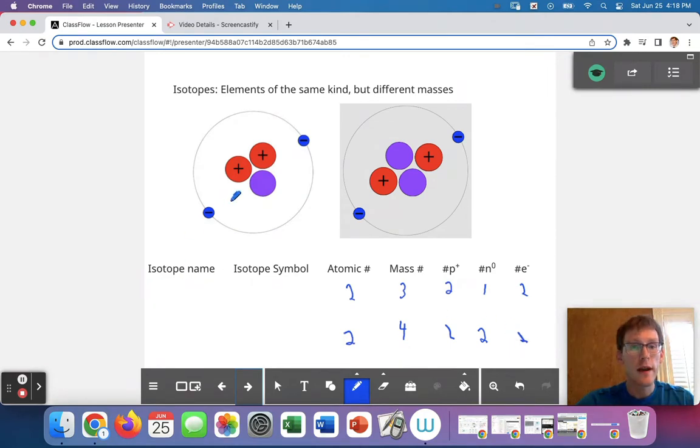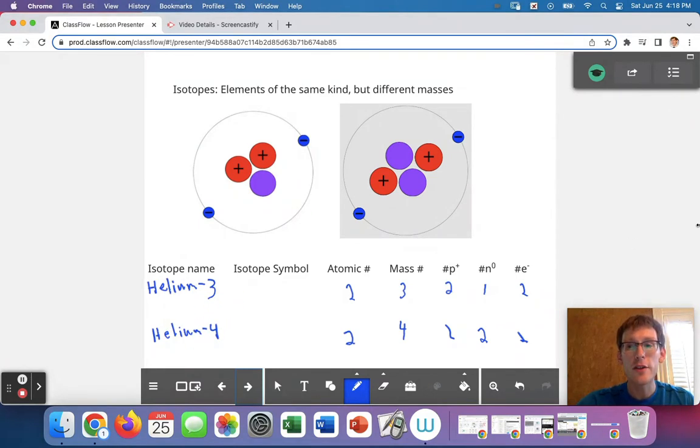And so the isotope on the left is going to be called helium-3. That 3 stands for the mass number. And the atom on the right is helium-4.